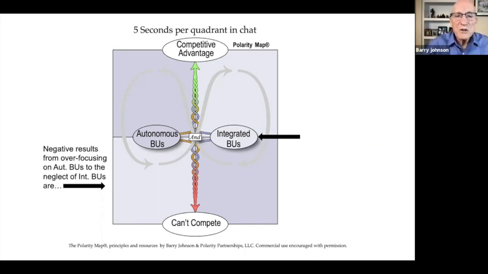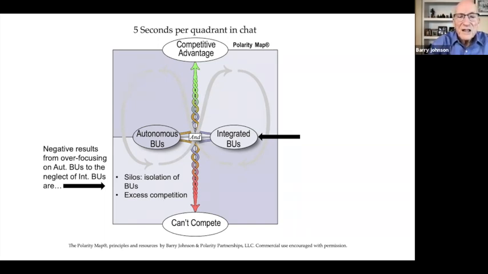Over-focus on autonomous business units to the neglect of centralized, coordinated, integrated business units. Misalignment, chaos, inefficiency. Yep, exactly. I ended up with a longer list, but exactly what you said. You're going to have silos, isolation of business units, excess competition, inefficiencies. Exactly. So I said to them, your organization is experiencing or will experience these silos, isolation of business units, excess competition, and the items that you mentioned.